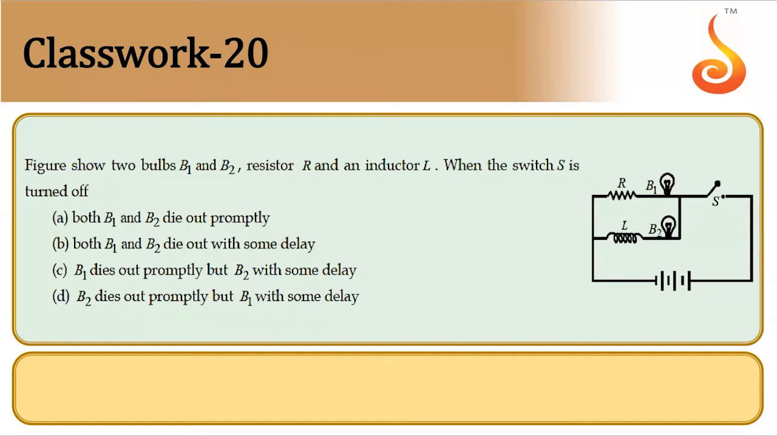Figure shows two bulbs B1 and B2, resistor R and inductor L. When switch S is turned off: both B1 and B2 die out promptly; both B1 and B2 die out with some delay; B1 dies out promptly, B2 with some delay; B2 dies out promptly, but B1 with some delay.